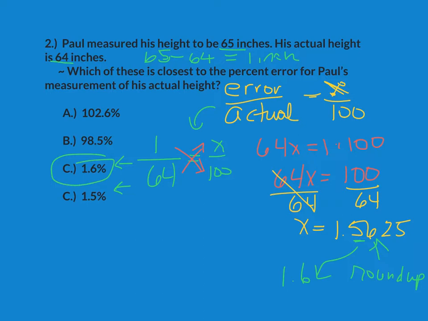My answer is C. And look at that, I made a typo here. That should not be C, that should be D. But I don't think the typo is on your test. It is not, I just looked. Anyway, either way, the correct answer is 1.6%. The next problem we have here.